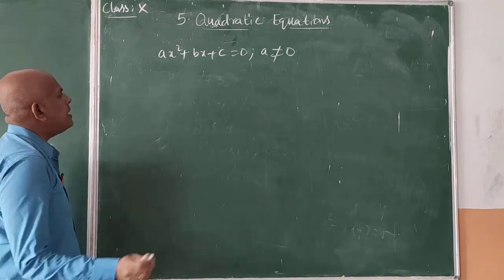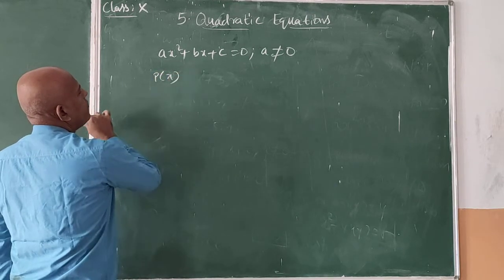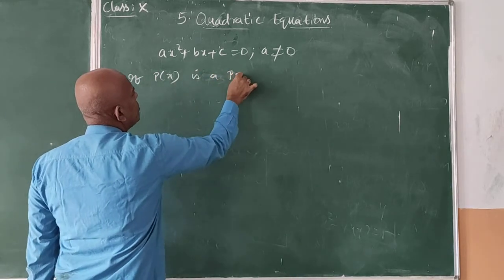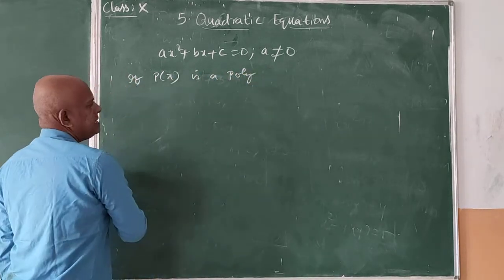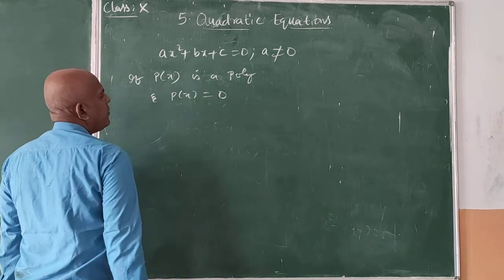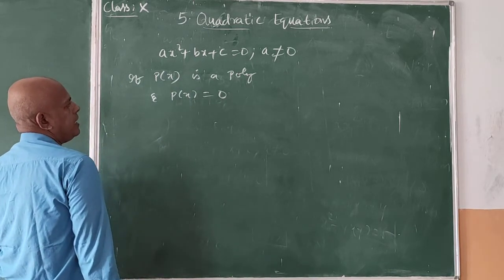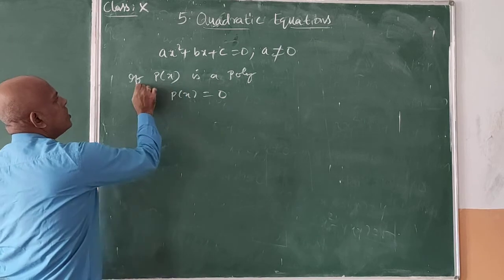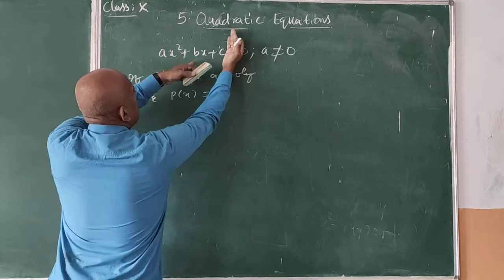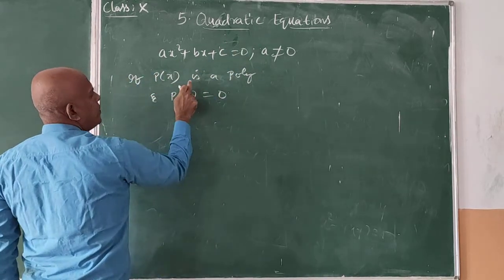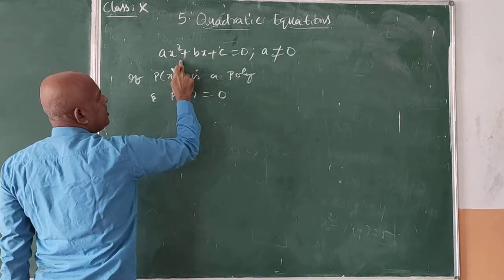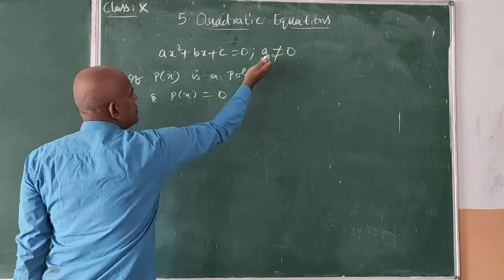As I already said, once again I repeat here, if p of x is a polynomial in single variable x, and p of x is equal to 0, then it is called a quadratic equation. In this way also I can explain it. If p of x is a polynomial whose general form is ax square plus bx plus c, and p of x is equal to 0, then it becomes ax square plus bx plus c is equal to 0, called the quadratic equation, and a is not equal to 0.